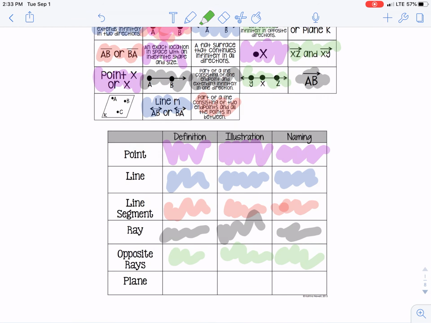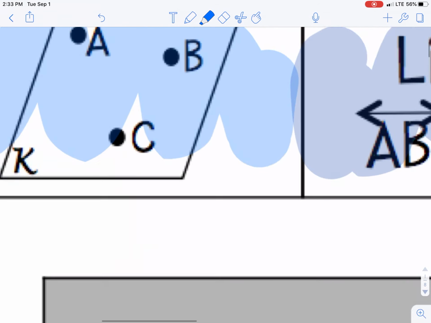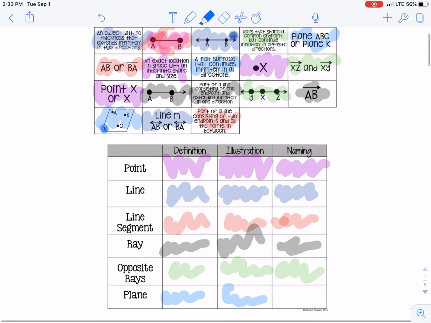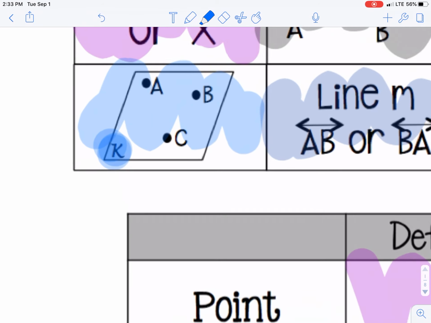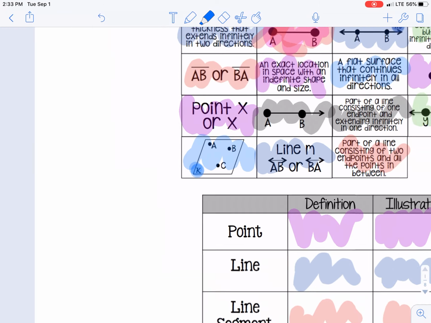Last but not least is the plane, and that should be pretty easy. That's the illustration. Flat surface that continues in all directions infinitely in all directions, and then we would call it plane ABC, or again, in this case, it has that weird cursive letter. We can call that plane K as well. All right. That idea, too, of naming works with angles. We'll talk about that here in a day or two when we do the videos on naming angles.